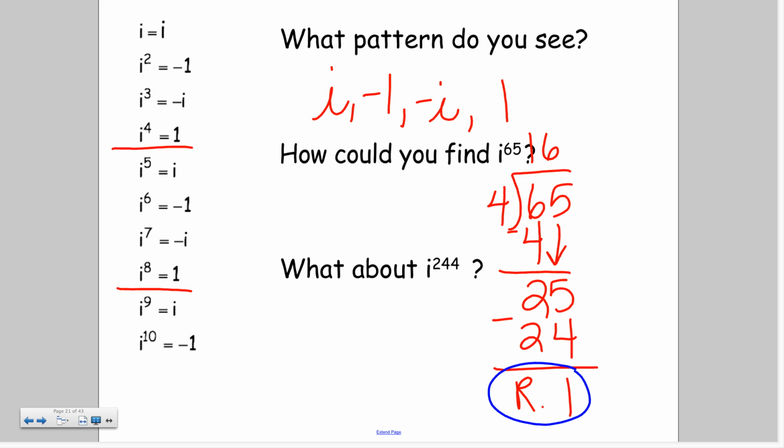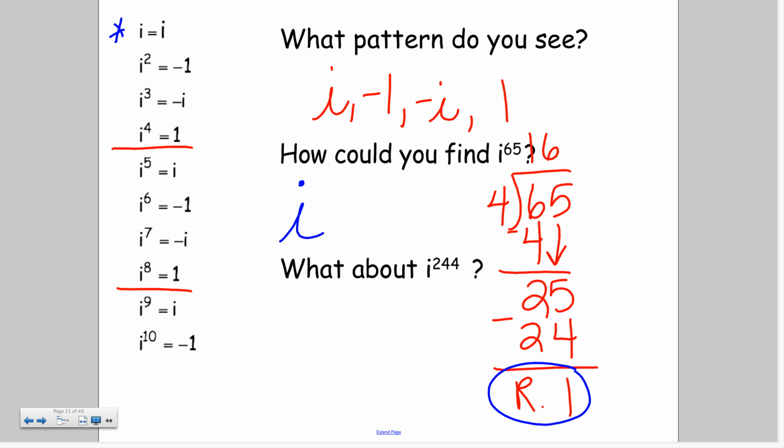So when I look at my remainder, I'm going to go up here and look at i squared, i cubed, and i to the fourth. That's going to tell me what my remainder is. So if I have a remainder of 1, I'm going to look here. There's 1. Basically, I'm matching up my remainder to the exponent. So 1 is i equals i. So i to the 65th, simplified, would just be i.